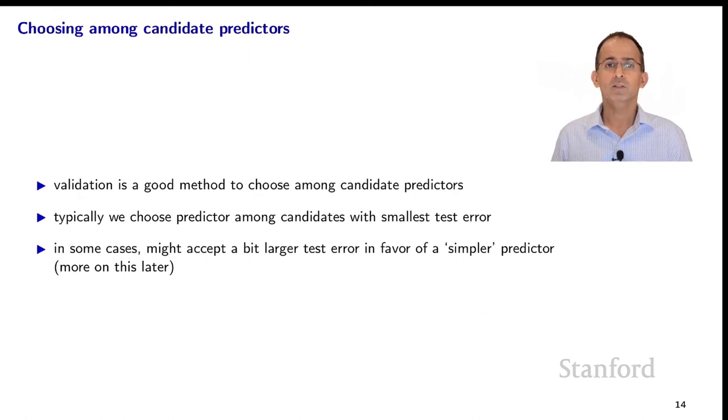And typically what we're going to do is we're going to choose the predictor amongst all of those candidates which has the smallest test error. That's not always what we do, because sometimes we're willing to back off a little bit on that requirement. We might accept a little bit larger test error if that gives us a particularly simpler predictor. There are good reasons for this, and we will have more to say on this later.